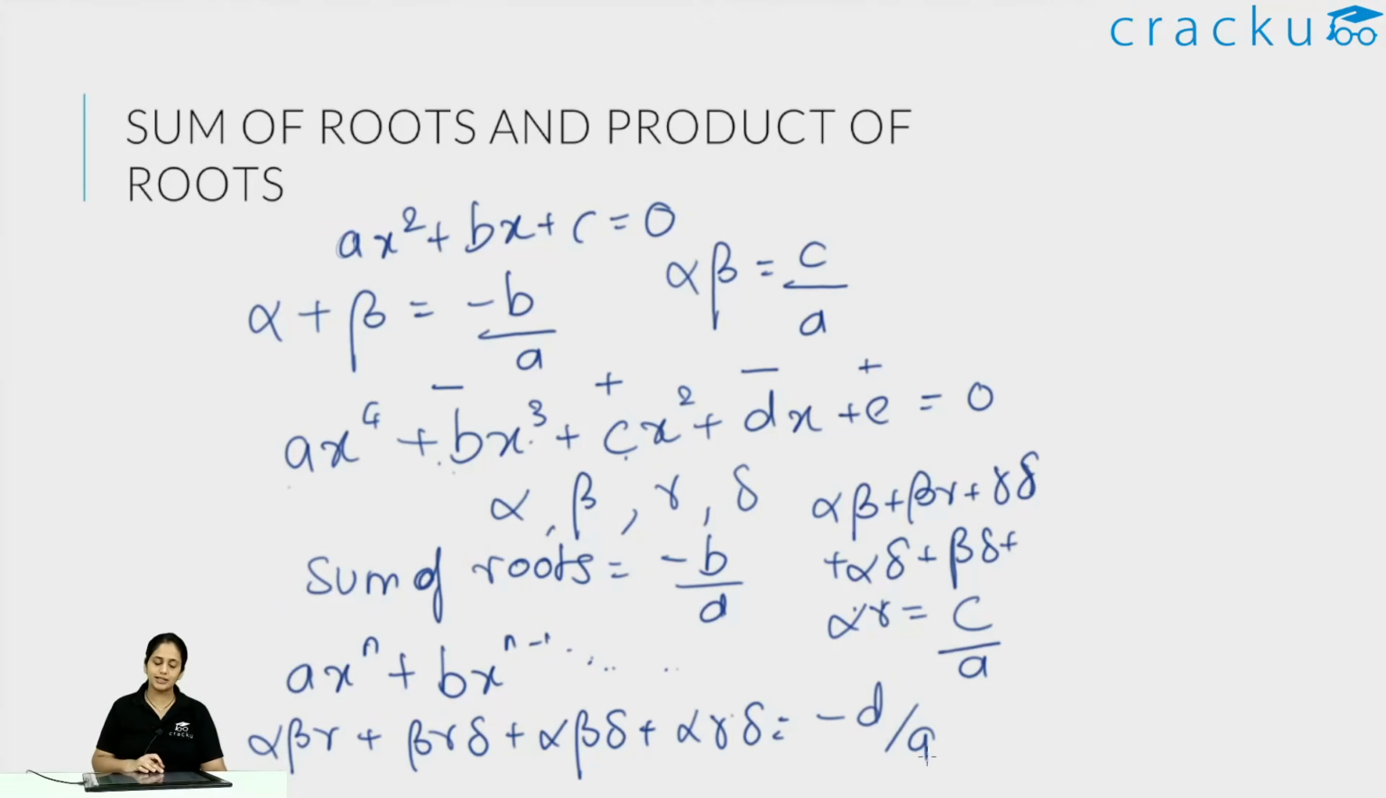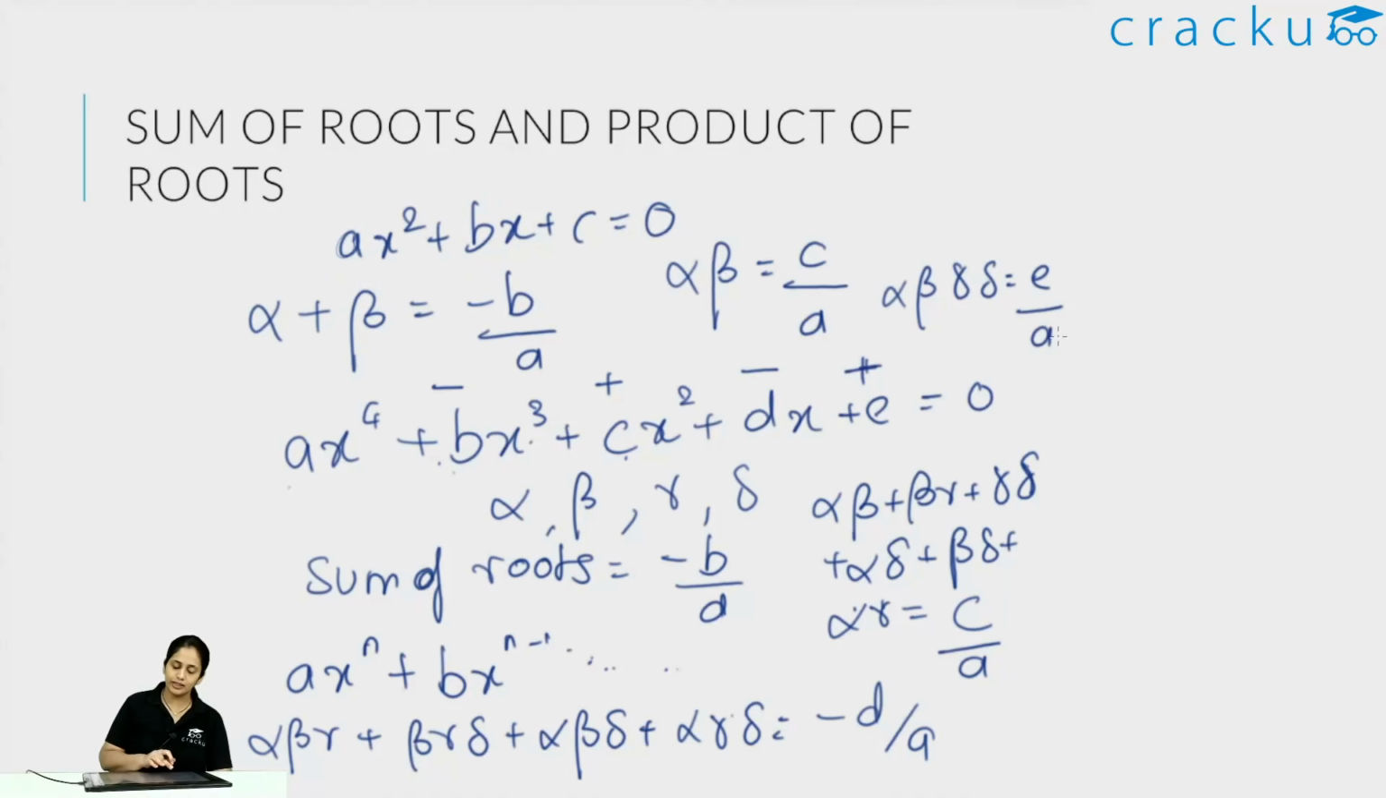So each time essentially you get the sum of the roots taken one at a time, sum of the products of roots taken two at a time, sum of the product of roots taken three at a time, and so on. Finally, the last term will be basically the product of all the roots. So this will be alpha, beta, gamma, delta. This is equal to, this is minus, this is plus. So that is e by a.